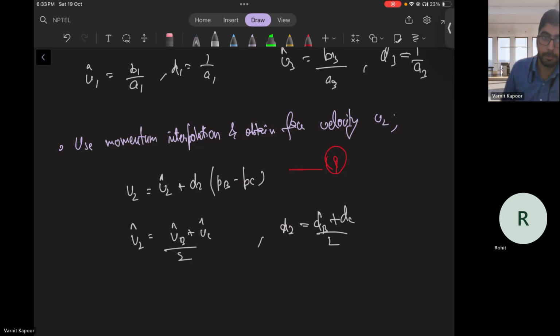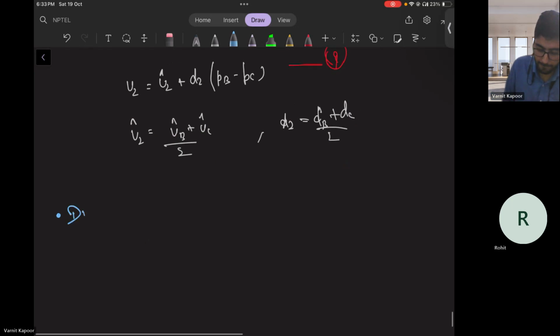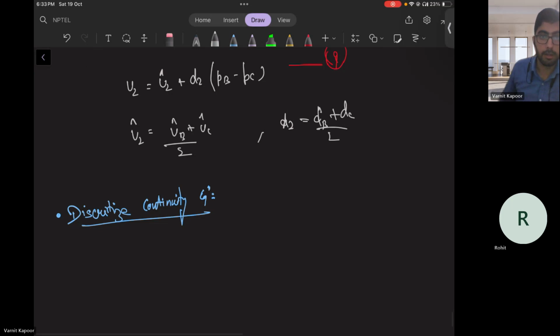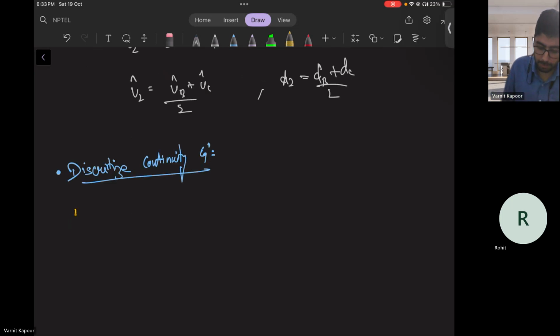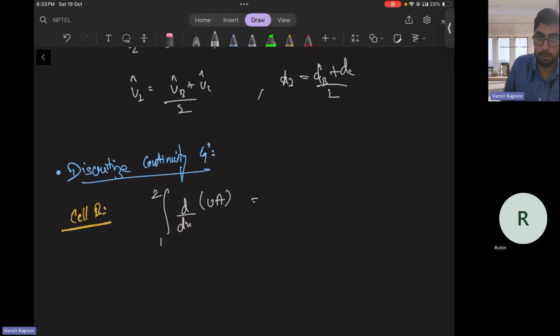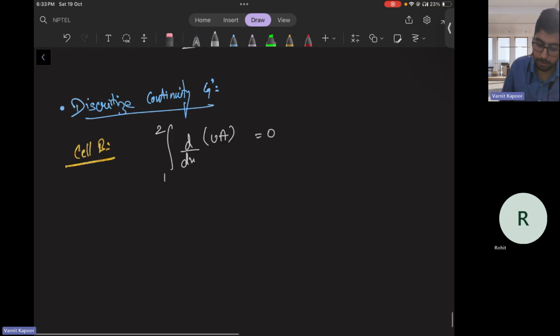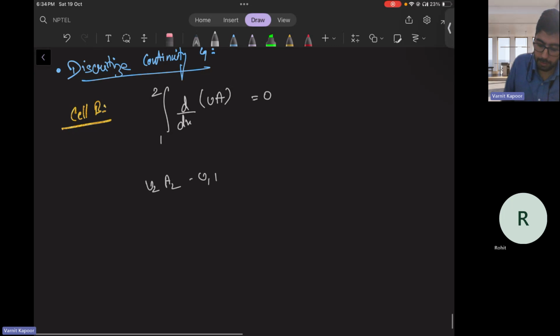So let me write. Discretize the continuity equation for cell B. So from 1 to 2, we're doing UA equal to 0, where U2 A2 from here will come out to be, we are writing the next line, U2 A2 minus U1 A1 is equal to 0, where U1 is known because it's a boundary condition.